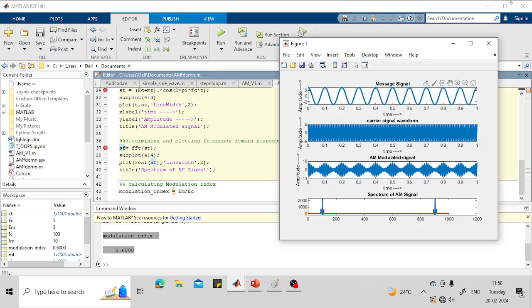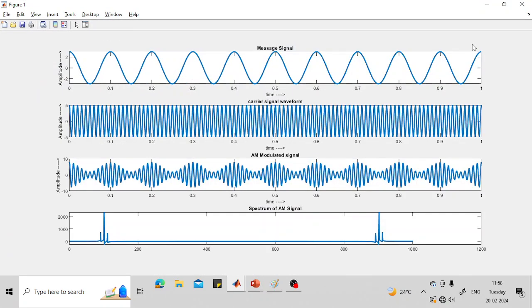Yes, we got it. We got the frequency spectrum also. Let us observe. See, this is the frequency spectrum. So this is our main. See, this is 200, which means FC is 100, right? Okay. FC plus FM is 100 plus 10, FC minus FM is 100 minus 10. So this is the spectrum of the AM signal.